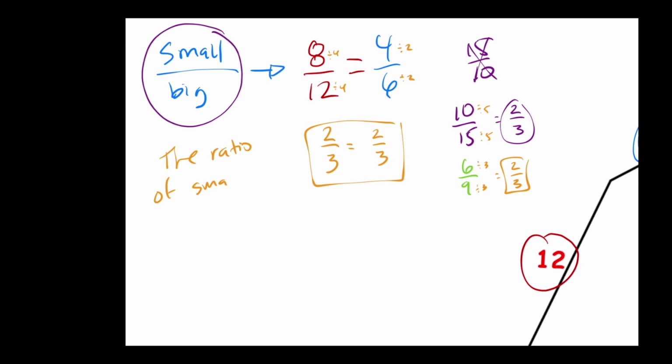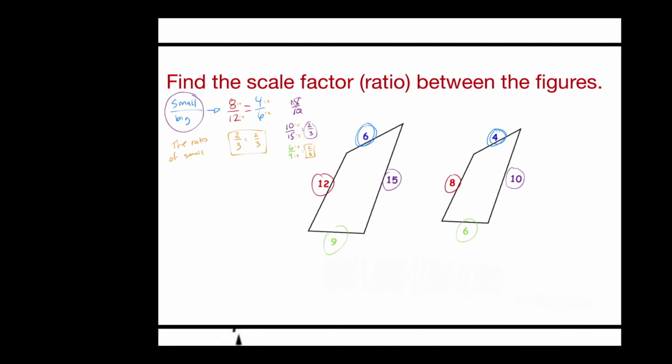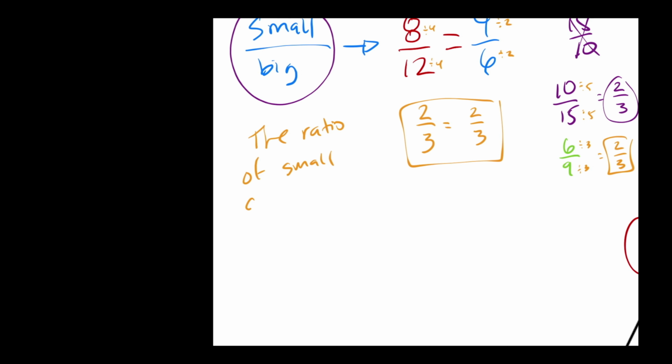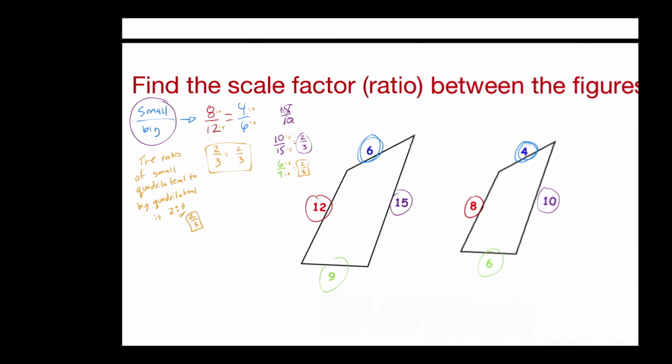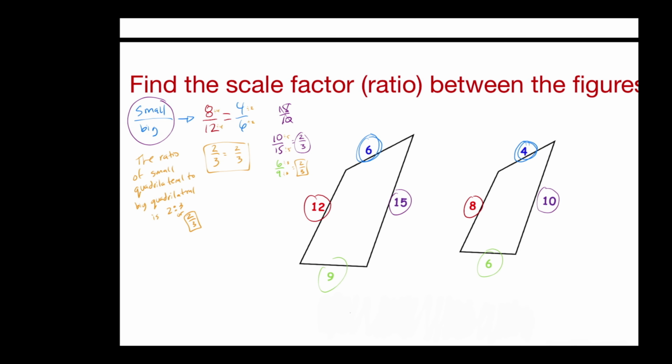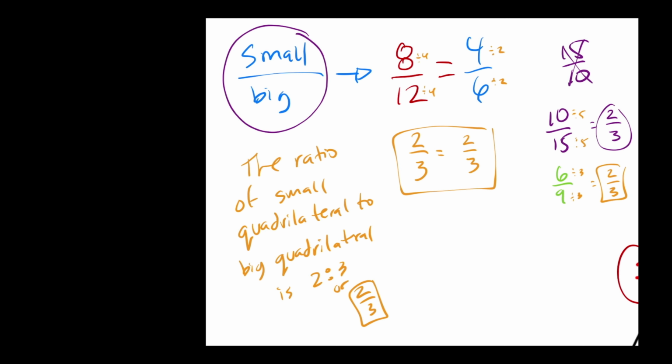So we can say in a sentence, the ratio of small, and those are four-sided figures, so we can call them quadrilaterals, of small quadrilateral to big quadrilateral is 2 to 3, or 2/3. Which means you can say the small one is 2/3 the size of the big one. That's what that ratio tells you. That's the rate that it grew. 2/3.